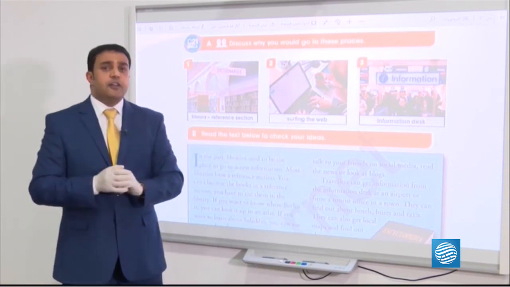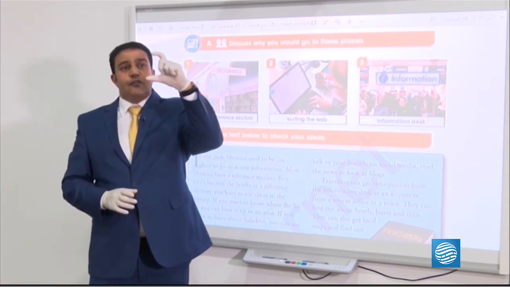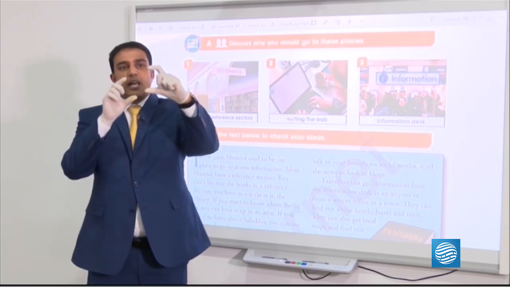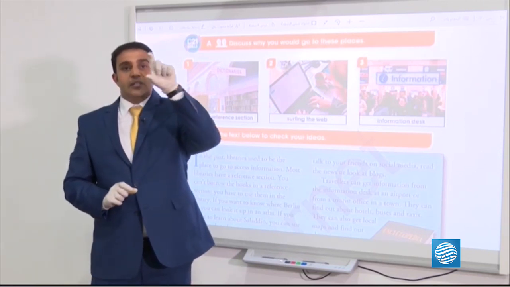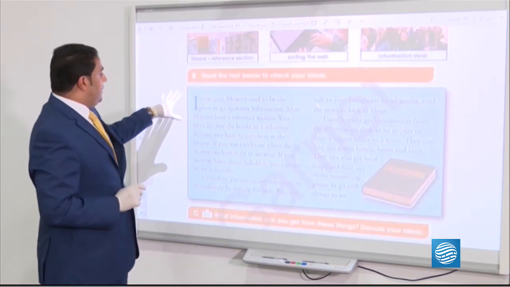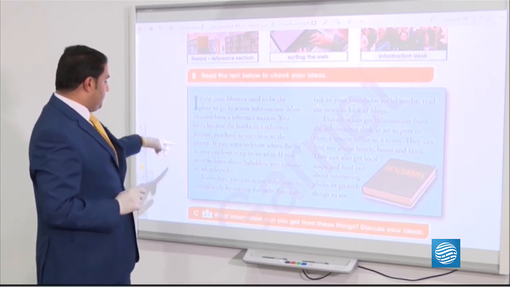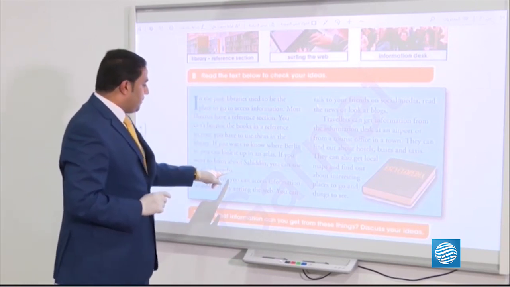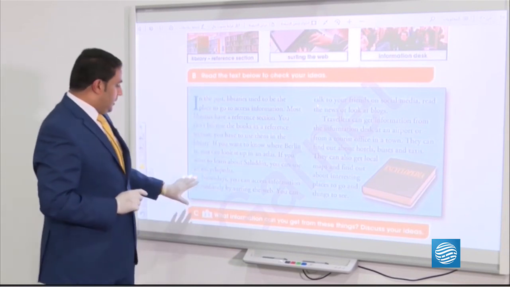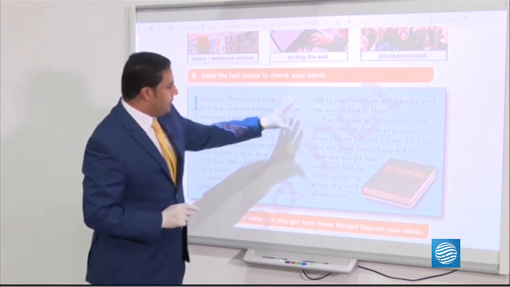What's the meaning of paragraph? Paragraph is a part of a topic or a part of lines which has information about one topic. So a paragraph here, this one is called a paragraph. From this letter up to this letter is called a paragraph. So here also we have a paragraph and also we have a paragraph.